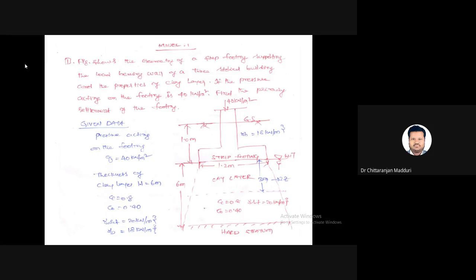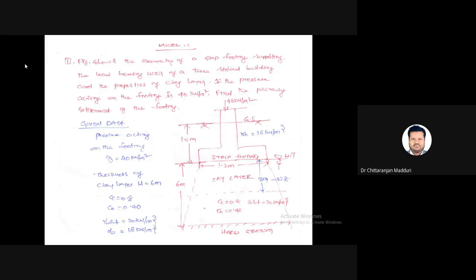So a foundation is resting on a clay layer. The foundation is a stiff footing. Width of the footing equal to 1.2 meters. Depth of the footing equal to 1 meter. The depth of the clay layer equal to 6 meters. The properties of the clay layer are Cc equal to 0.8, e naught equal to 0.40, gamma sat equal to 20 kilonewton per meter cube.